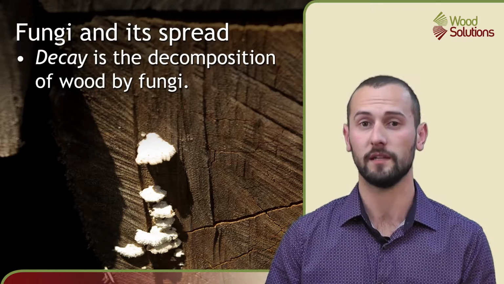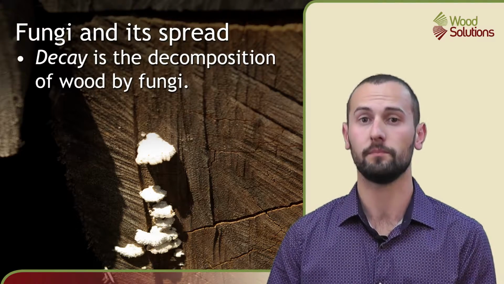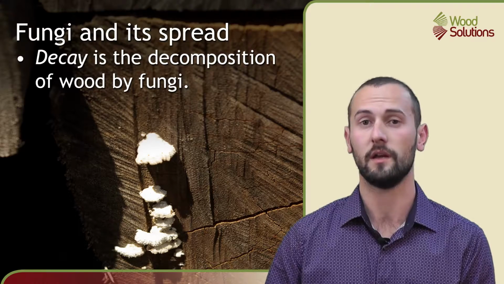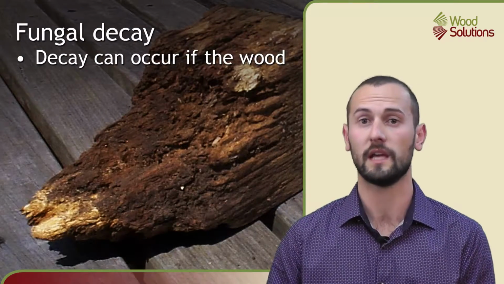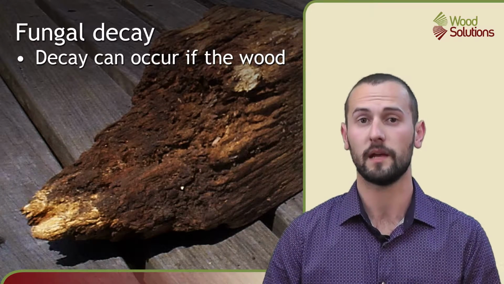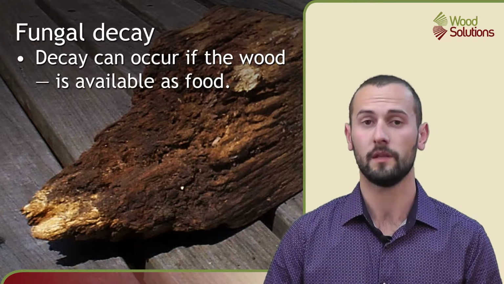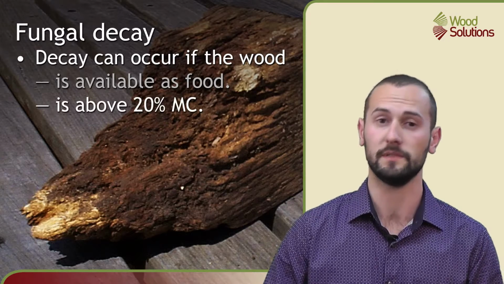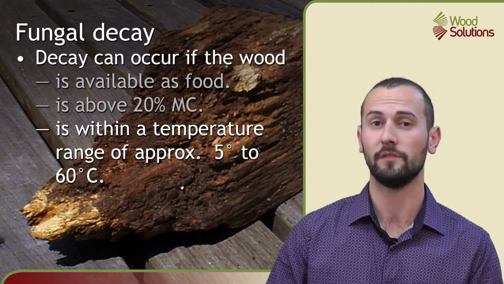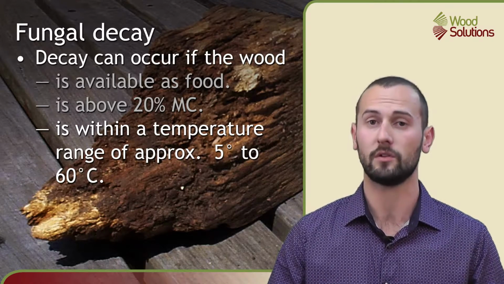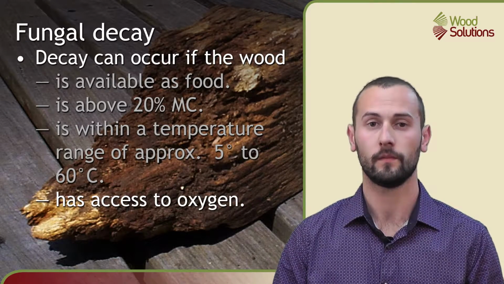To establish and sustain themselves, fungi need food, moisture, a suitable temperature, and oxygen. So for decay to occur, 4 conditions have to be met. The timber has to be available as food, the moisture content needs to be above 20%, the temperature range needs to be between about 5 to 60 degrees Celsius, and oxygen has to be available.